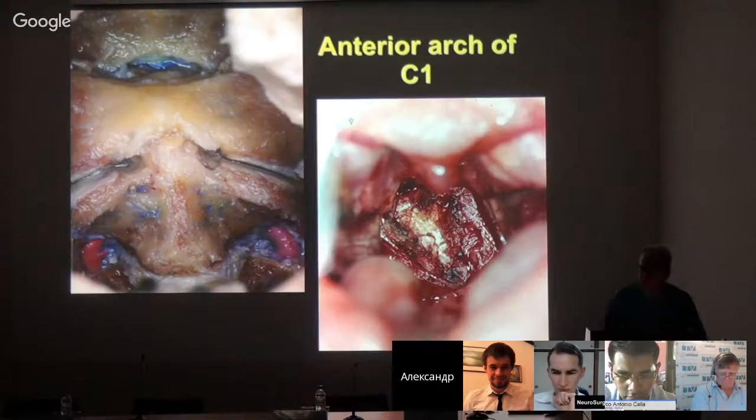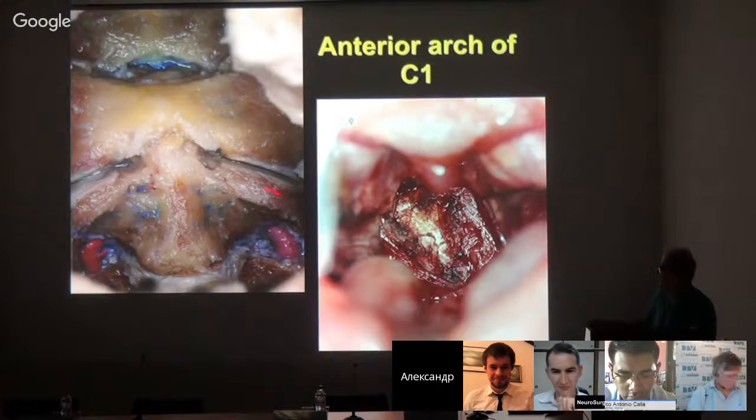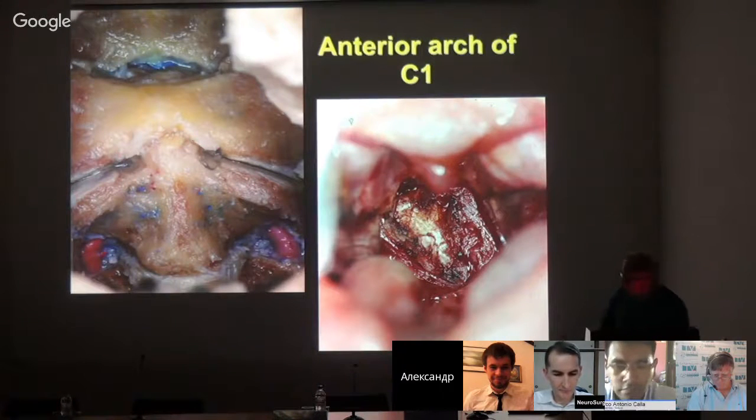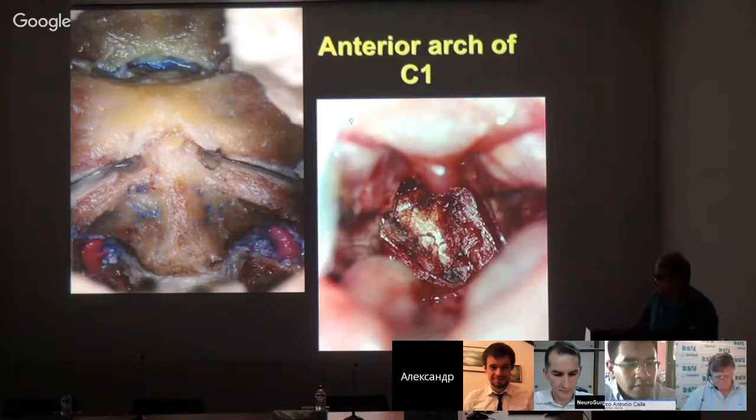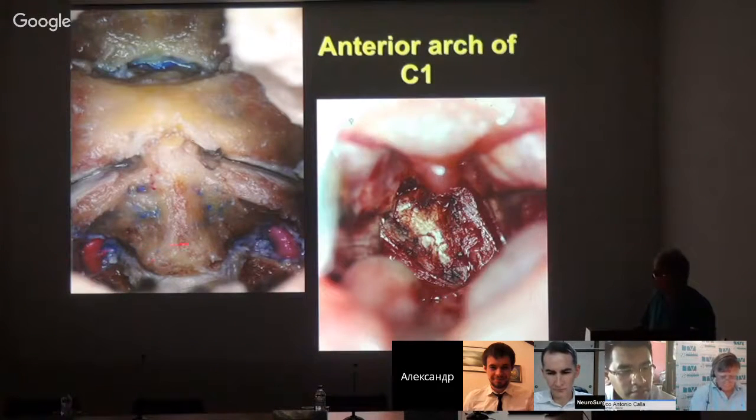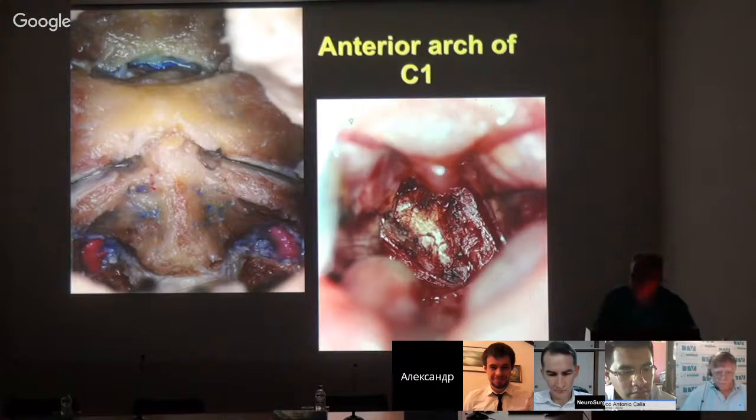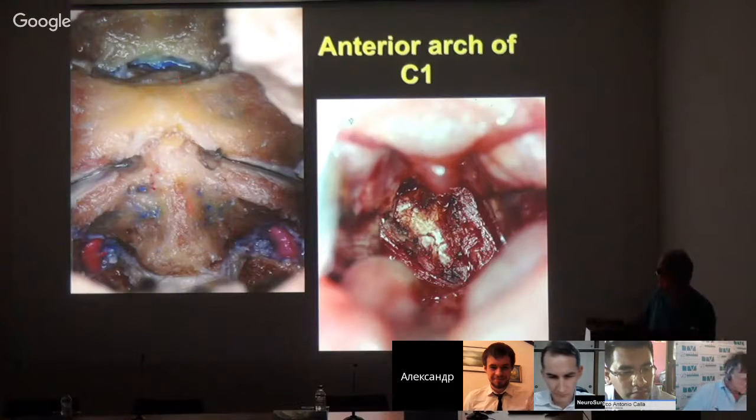What's the trick of the transoral approach? Keep the midline. It's very important to keep the midline. How do you find the midline? You find the two joints. See? One side here, another side here, you know that you are in the midline. Be careful that inferior to C2 here, the vertebral artery is exposed. If you go lateral, you can damage the vertebral artery. But it is important to keep the midline.